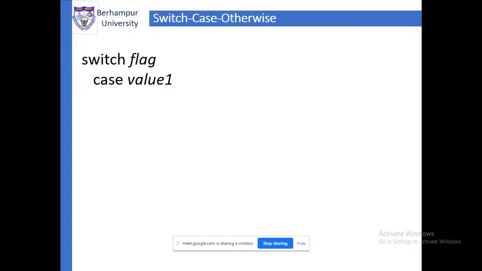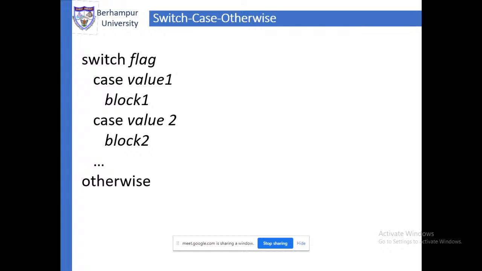What will the flag be that it will check? Case: if that flag is satisfied, you give what the value will be. Then block 1 is under that case. Then case 2 will be another block. This way you can go up to 3 or 4 cases. Then finally you will go to otherwise, then the default block, then end. Otherwise, you will say what the flow will be, then end. So this is the flow.